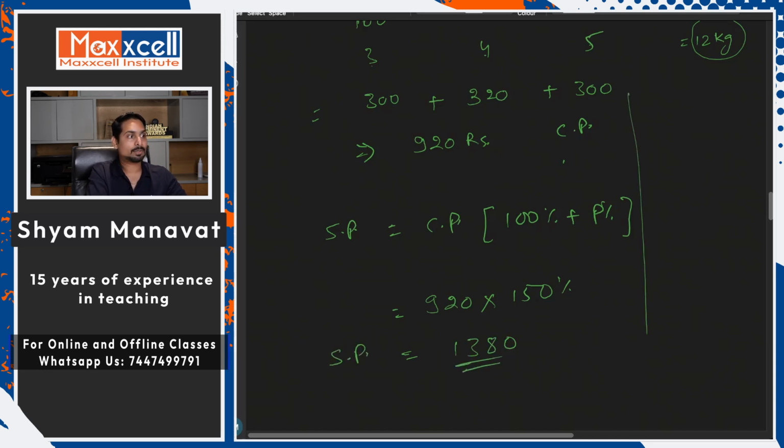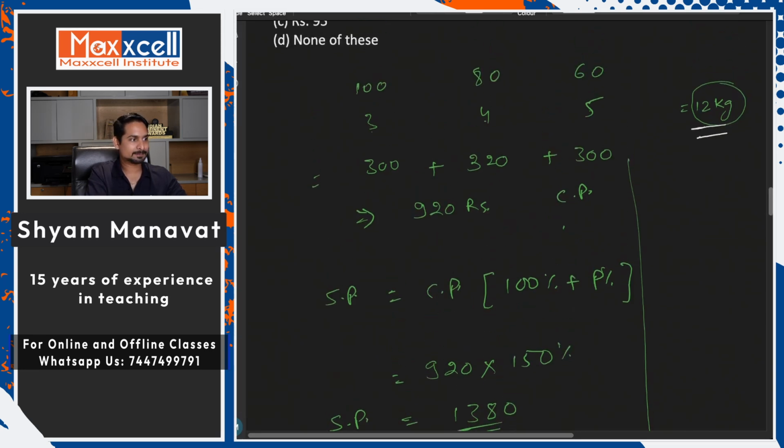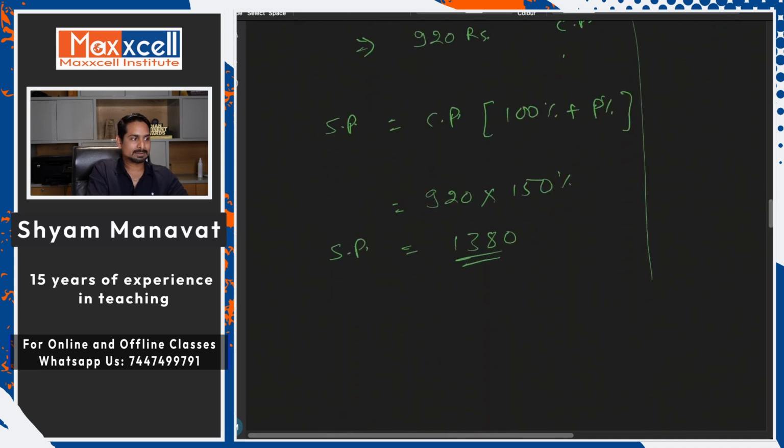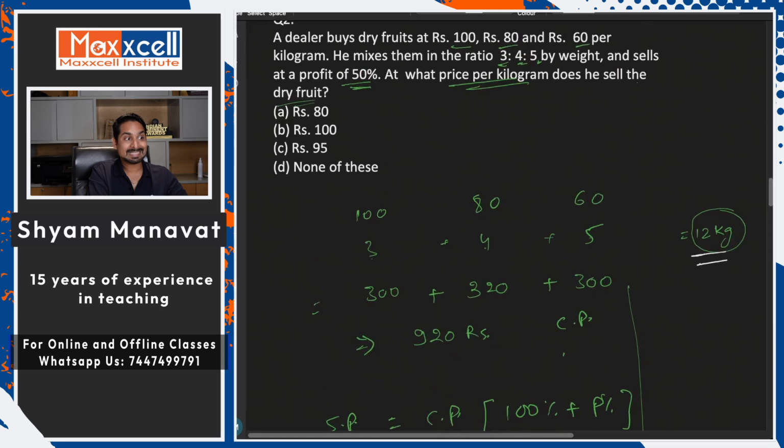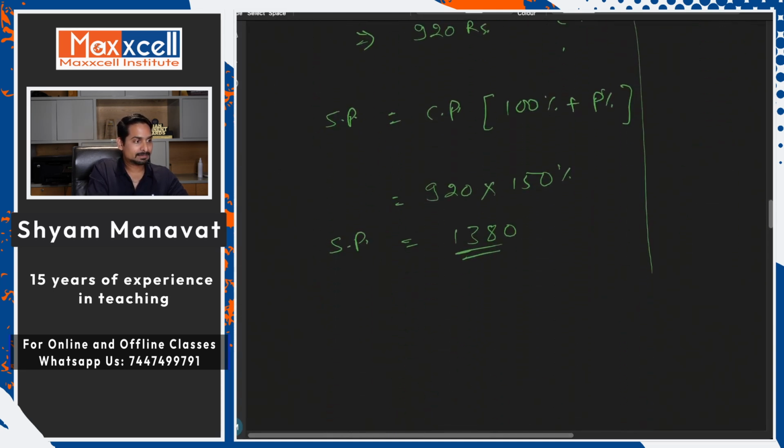Now this is the selling price of how much of the total weight? Of course 12 kg. This we have already discussed, right? So the question is, what is the selling price per kg? So selling price 1380 divided by the total of 12 kg. So selling price per kg will be equal to this. If you divide, 12 ones are 12, you get 1 here, 12 ones are 12 again, 6 here, and then 12 fives are 60. So 115 rupees per kg.